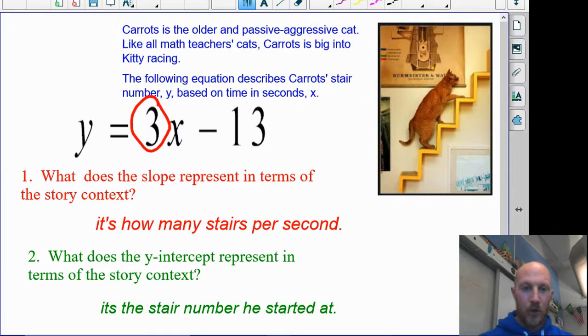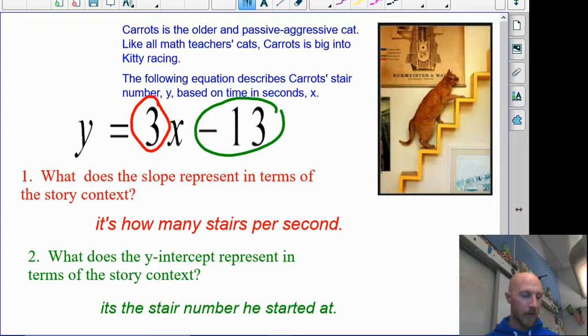For the second question, the y-intercept, that's negative 13. So if we assume that stair numbers have some zero value someplace, and above that is positive numbered, and below that is negative numbered, Carrots started at stair negative 13, or 13 stairs below that zero stair, whatever we call that. Maybe that's ground level or something. So maybe he's down in the basement, 13 steps. We're not exactly sure based on what the equation is telling us, but it's the stair number he started at.